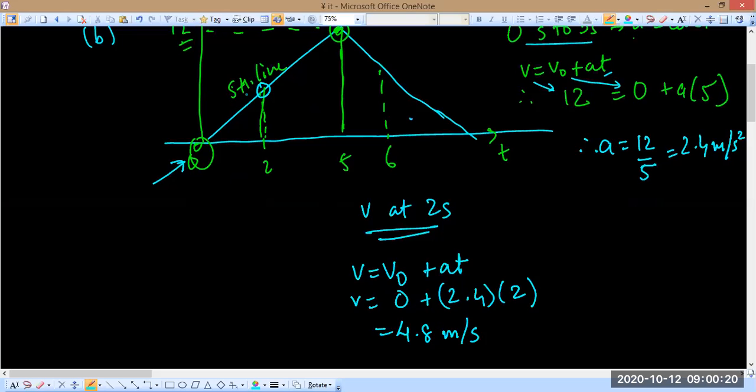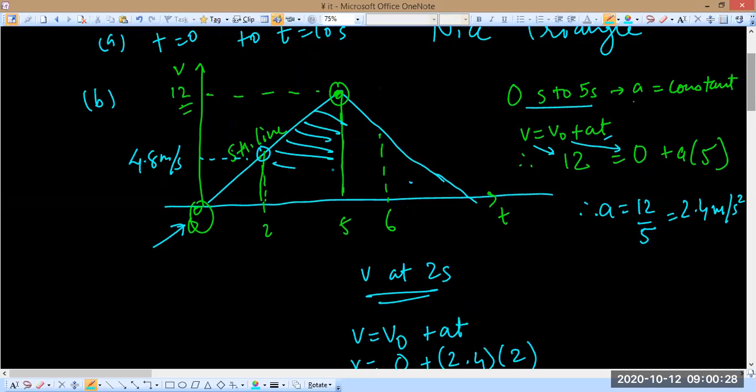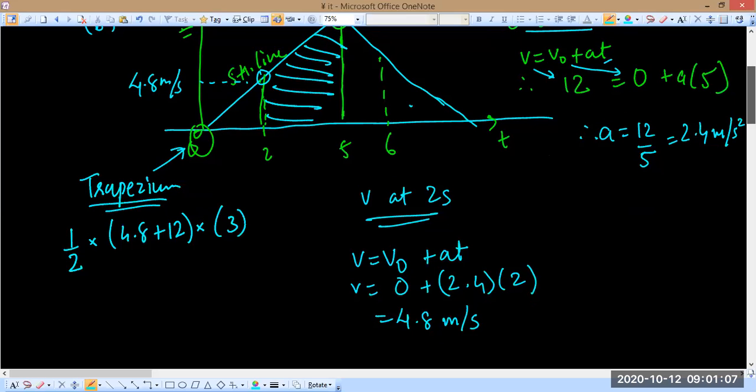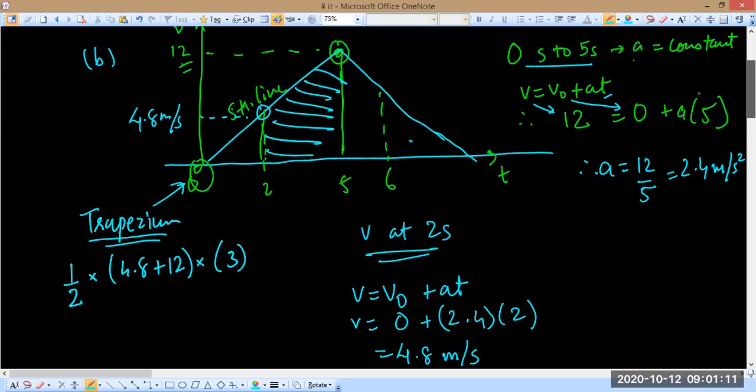Right? So now if you know that this is 4.8 meter per second, then you can find the area of this parallelogram by simply doing half into sum of parallel sides. So that's going to be 4.8 plus 12 into distance between them, so 3. Sorry, it's a trapezium. I was saying parallelogram. So for this trapezium you can find it, right? So this would be for 2 to 5.